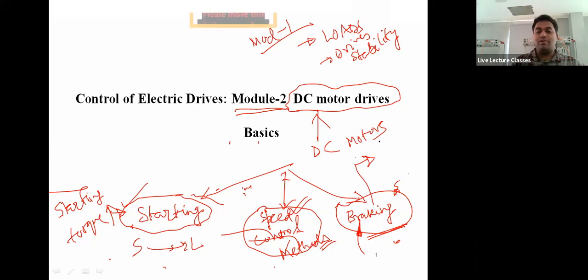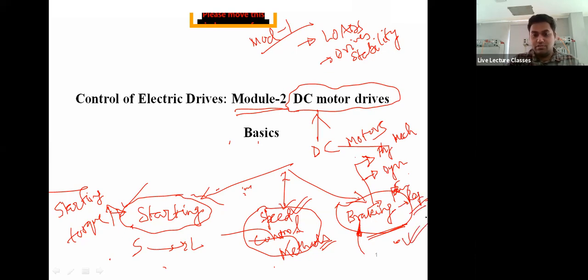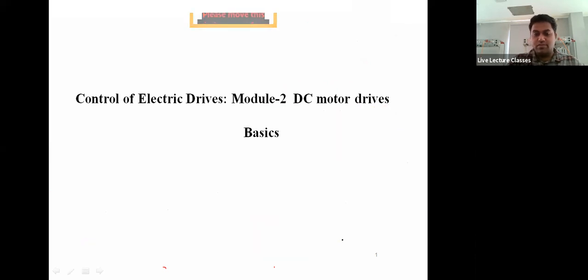So one type is what? Physical mechanical brakes, simple, right? Then dynamic braking, we will go to it again, don't worry. Then plugging, and then finally regenerative braking, right? So we'll slowly go to all of them one by one. So this was just a hint on what we'll be doing.